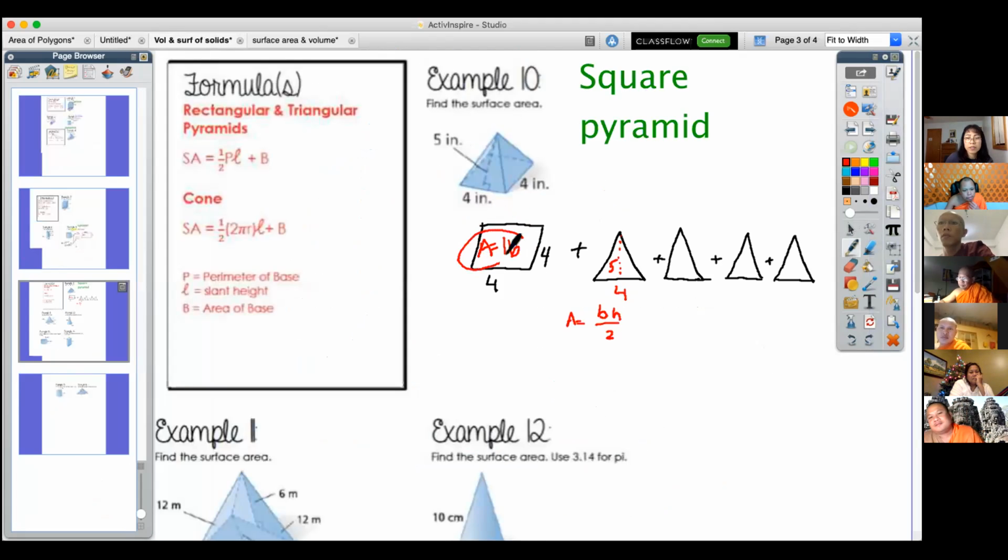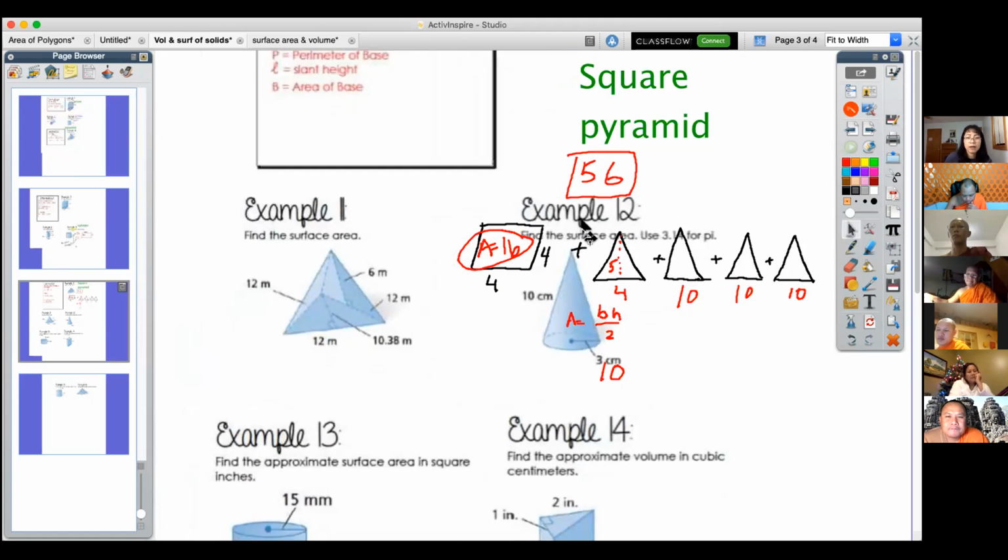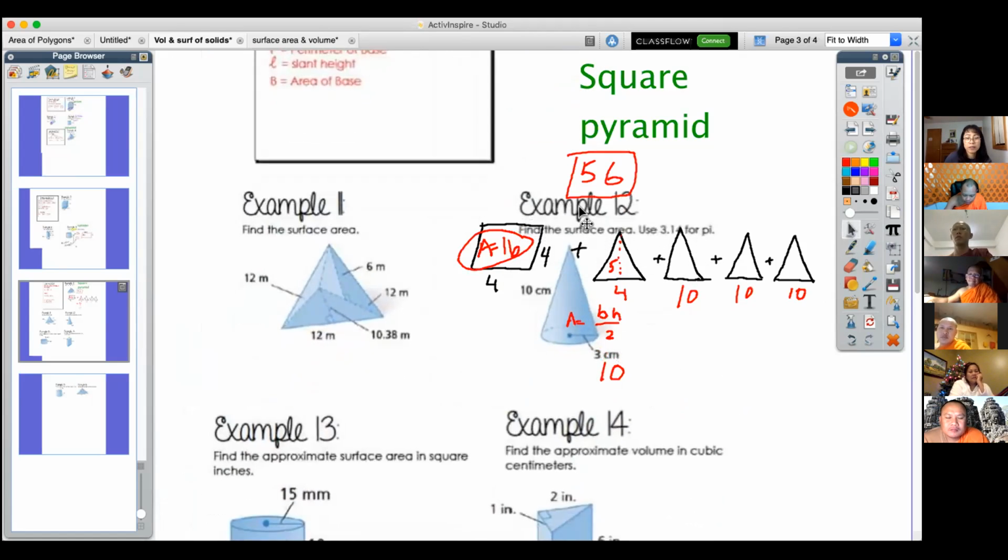Okay, so this one is 16. This one is 5 times 4 is 20. 20 divided by 2 is 10. So this is 10, this is 10, this is 10, and this is 10. So 10 plus 10 plus 10 plus 10 is 40, plus 16 is 56. And that's what we got. Okay, now let's do 11 and 12.